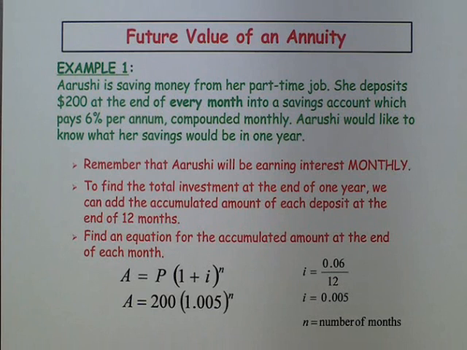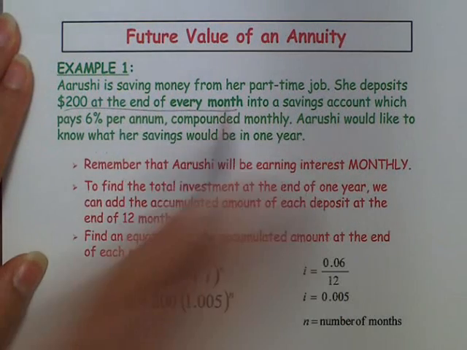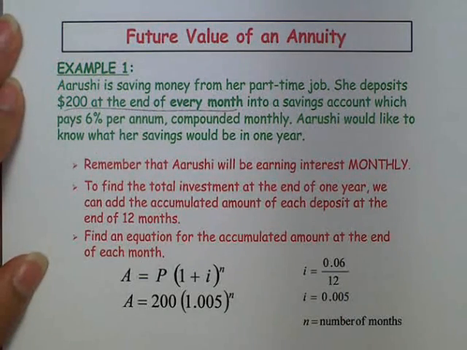Arushi is saving money from her part-time job. She deposits $200 at the end of every month. So she's putting in money at the end of every month into a savings account which pays 6% per annum, compounded monthly. Arushi would like to know what her savings would be in 1 year.